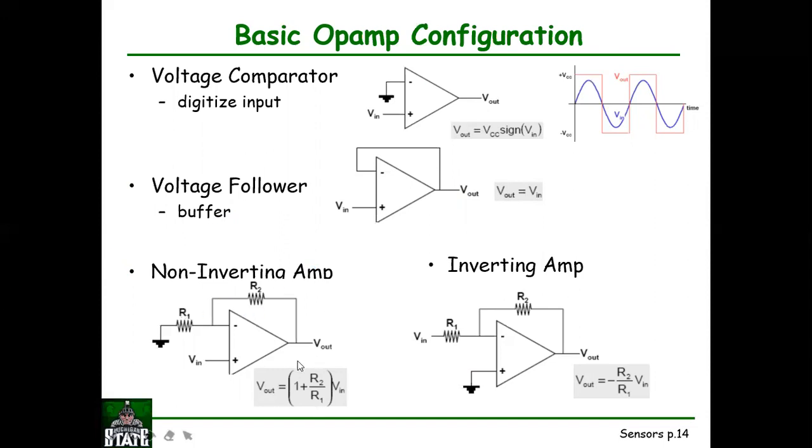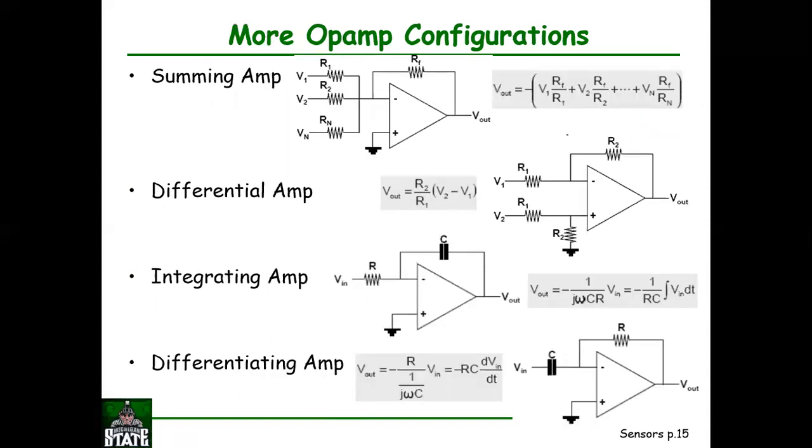This is a non-inverting amplifier, as I have told you already. If there is the input at the positive side, it will be called non-inverting. If your input is at the negative terminal, it will be called an inverting amplifier. You can see the output for the inverting and non-inverting amplifier. So 1 plus R2 by R1 is the gain for your non-inverting amplifier. R2 by R1 is the gain for your inverting amplifier.